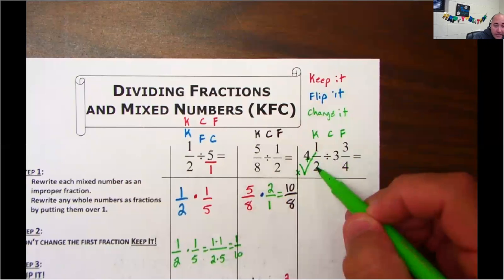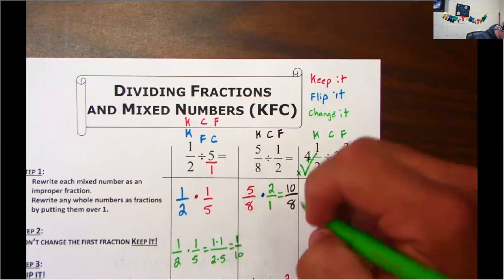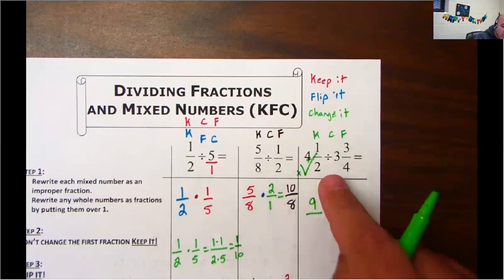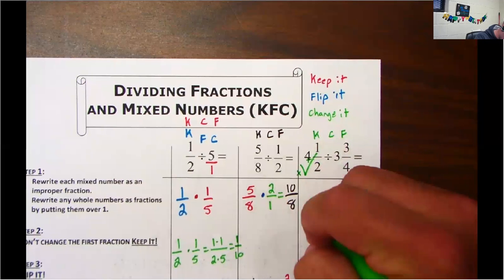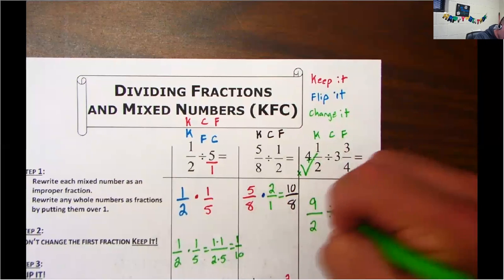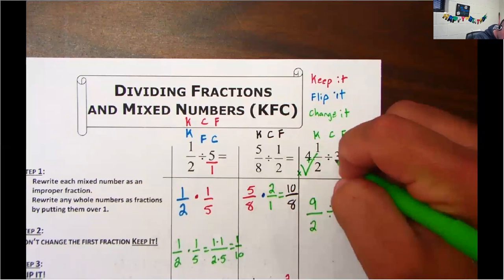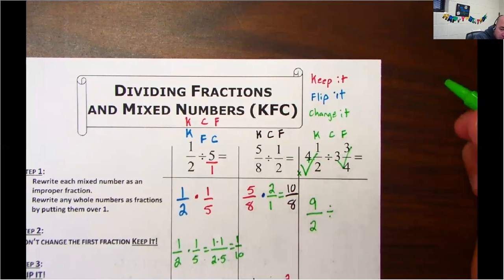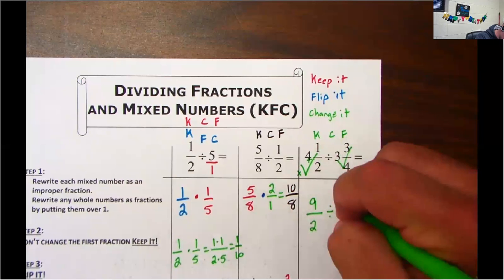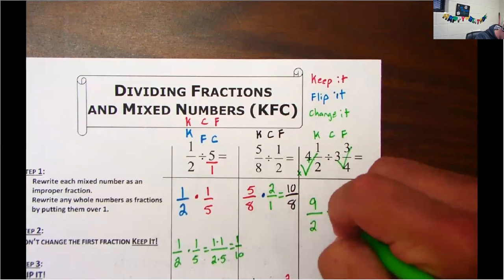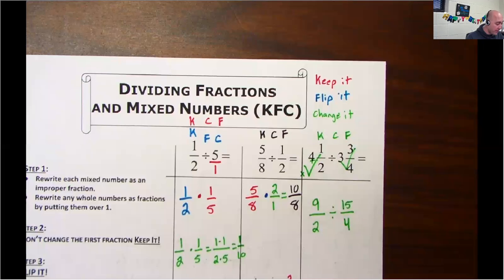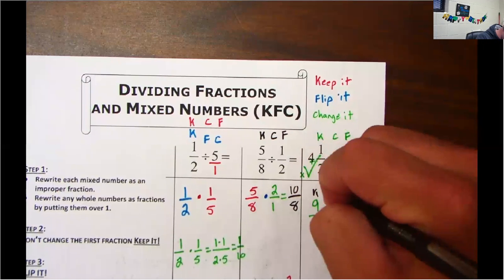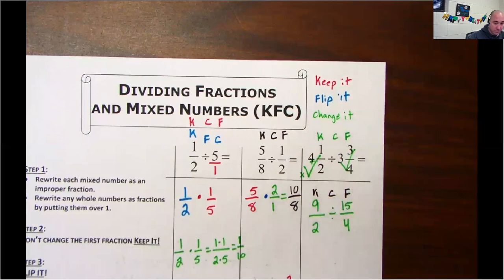4 times 2 is 8. 8 plus 1 is 9. Over the denominator of 2. Divided by 3 times 4 is 12. 12 plus 3 is 15. Notice we have improper fractions now. Now keep it, change it, flip it.